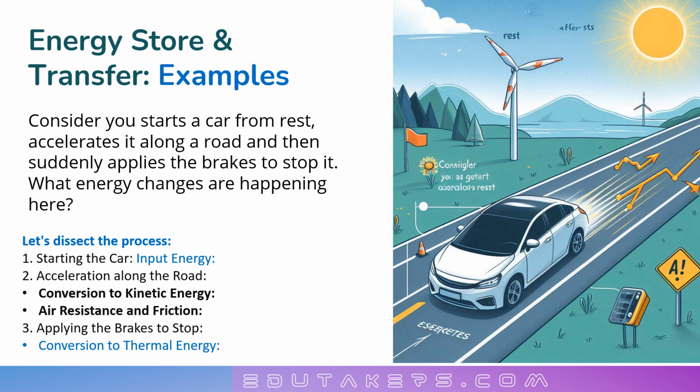Second, acceleration along the road. Conversion to kinetic energy. As the car accelerates, the chemical energy continues to be converted into kinetic energy. The car gains speed, and its kinetic energy increases. Air resistance and friction. However, some energy is lost due to air resistance, aerodynamic drag, and friction between the tires and the road. These losses are usually in the form of heat.